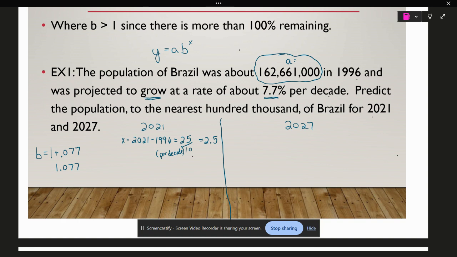We now have enough information to do the first problem and enough information to make the second problem easier. Okay, so I'm going to plug everything that I have into that formula. Y is equal to 162,661,000 times 1.077 to the 2.5.